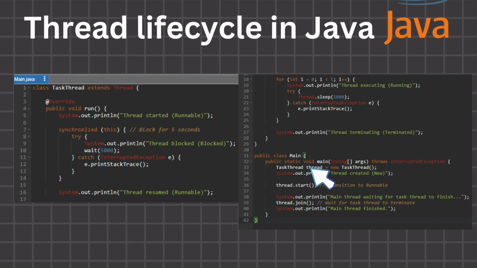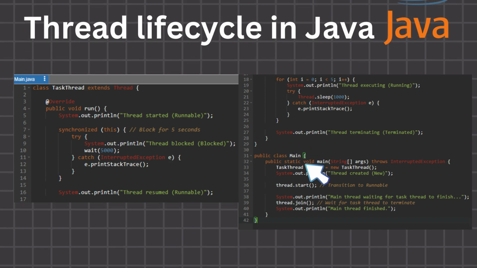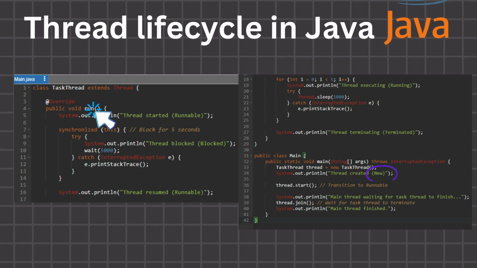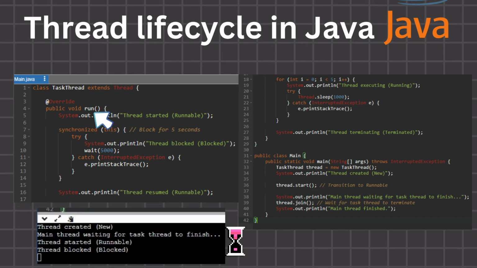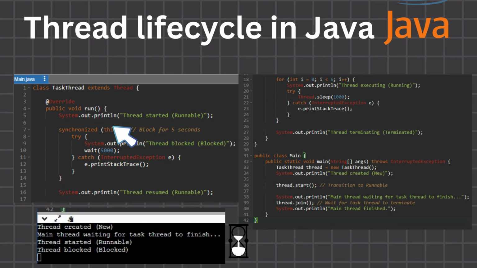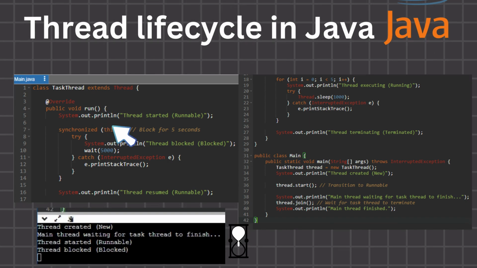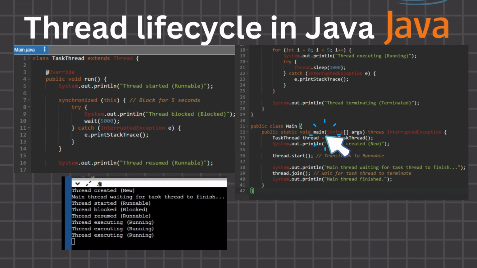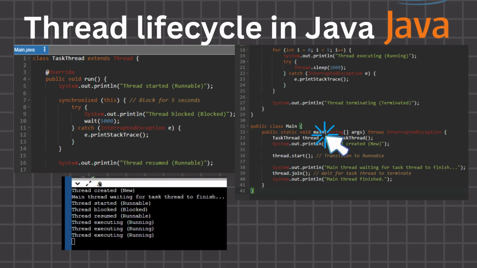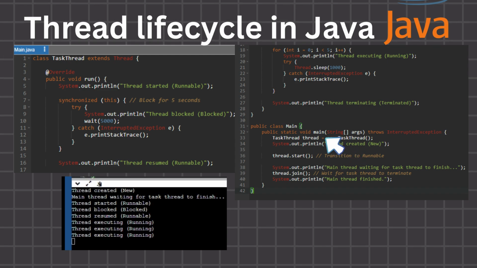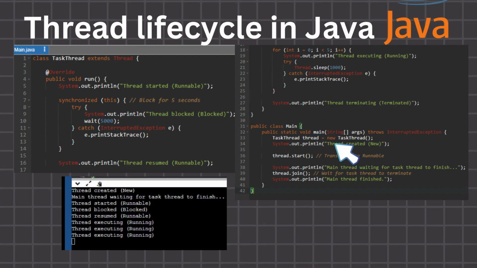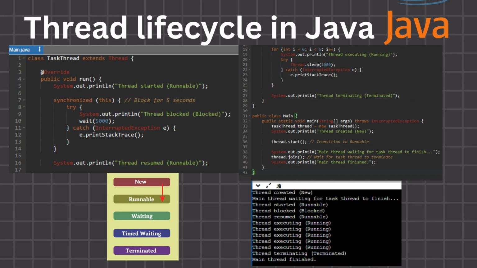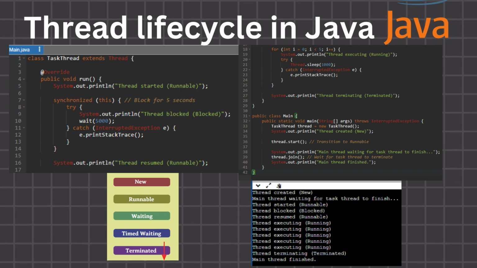Next, the code defines the main class, which contains the main method that creates a new task thread object and starts it, causing it to transition from the new state to the runnable state. The main method then prints a message to indicate that it is waiting for the task thread to finish its execution. After that, the main method calls the join method on the task thread object, which causes the main thread to wait for the task thread to terminate before proceeding. Once the task thread is terminated, the main method prints a message to indicate that it has finished. After that, the program execution is complete, and the program terminates.